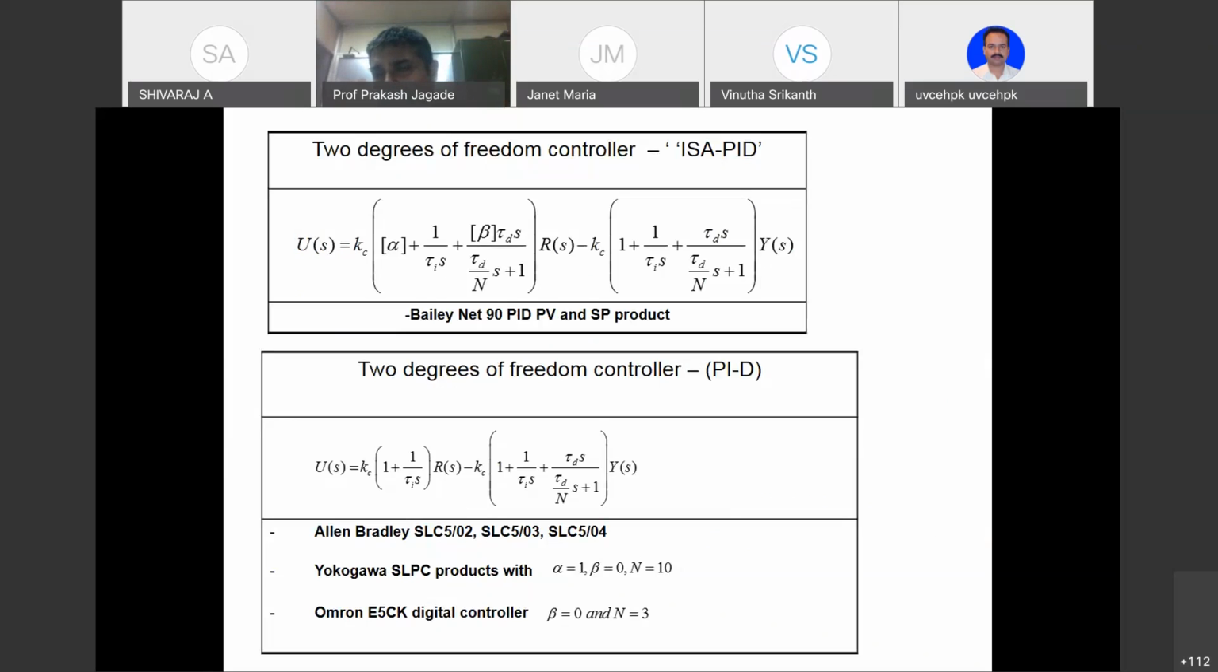Are there any other questions? Normally what we do is we express it in terms of percentage, and the integral time and derivative time are expressed in time units. Either it could be seconds or minutes. These are the units associated with proportional gain, integral time, and derivative time.